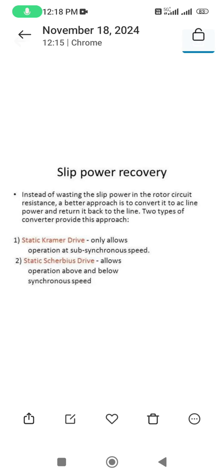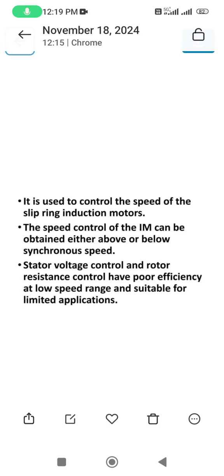So instead of wasting the slip power in the rotor circuit resistance, a better approach is to convert it into AC line power and return it back to the line. The two types of converters that provide this approach are the static Kramer method and the static Scherbius method. The static Kramer system allows operation only at subsynchronous speed, that is below the rated speed. The static Scherbius system allows operation both above and below the synchronous speed. It is used to control the speed of the slip ring induction motor.